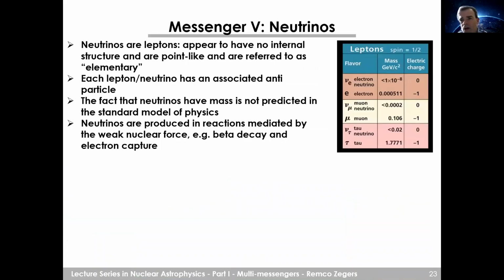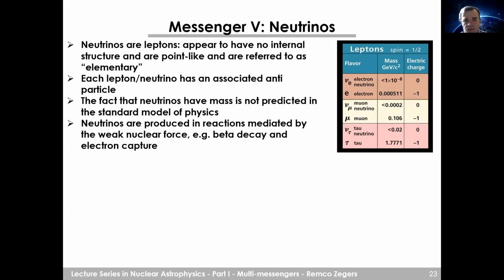So neutrinos are also a cosmic ray particle, but they're a little bit different. So I treated them separately. So I call them messenger 5. So I don't know if everybody has learned what neutrinos are, but neutrinos are leptons. They appear to have no internal structure and are point-like and referred to as elementary. And each lepton or neutrino has an associated antiparticle.